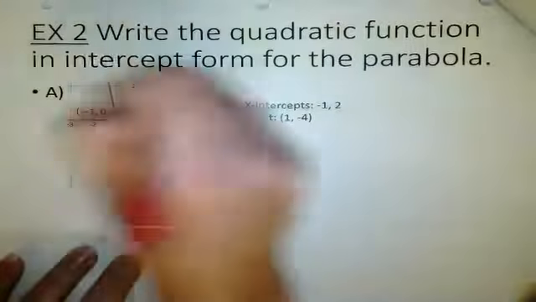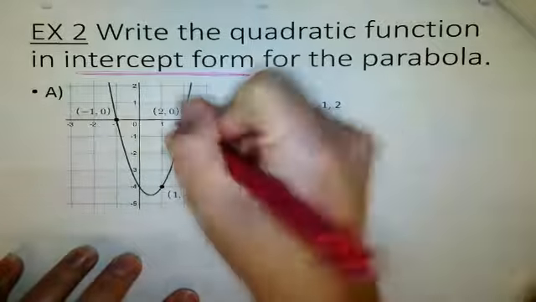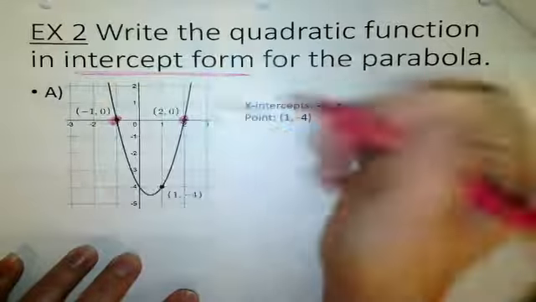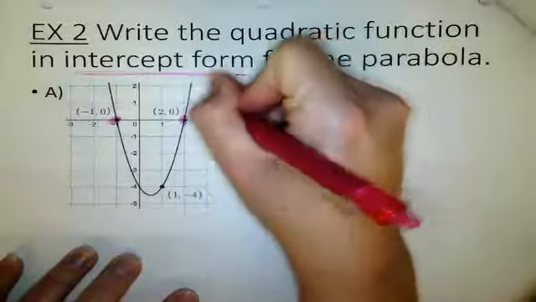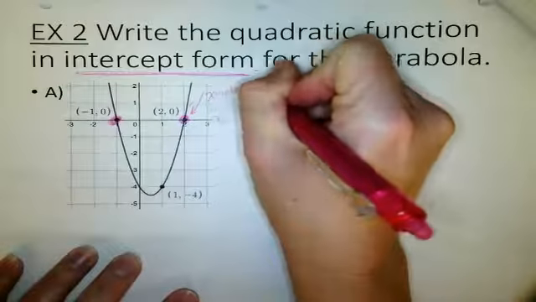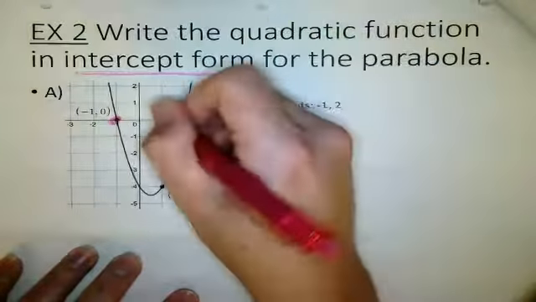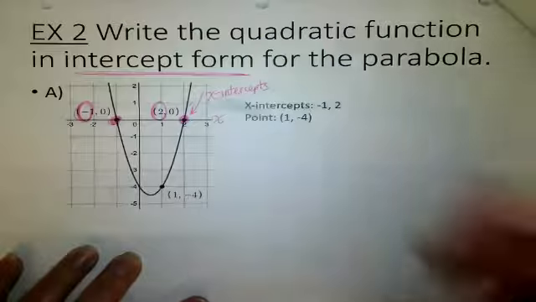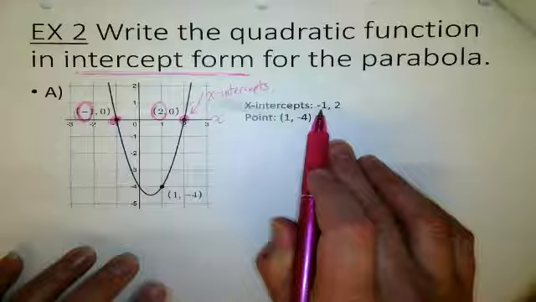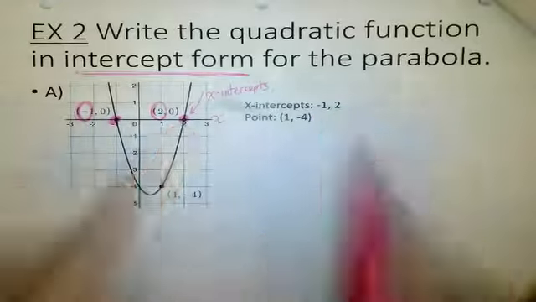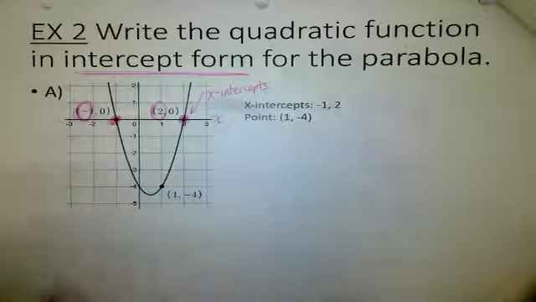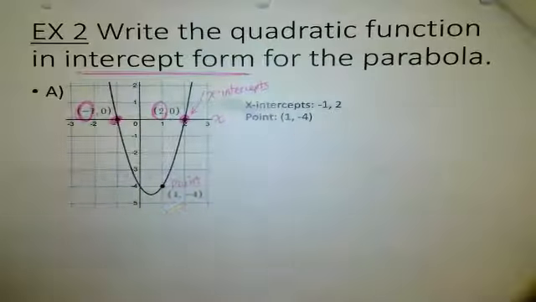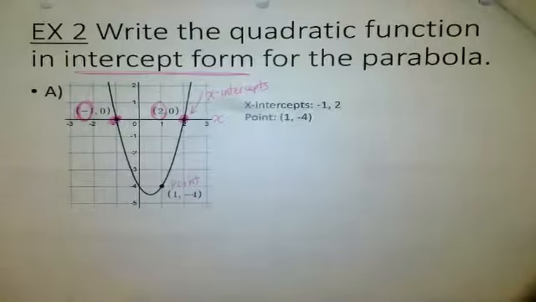Well, apart from the fact that they told me to use intercept form, they're giving me the intercepts. The intercepts are where the function crosses the x-axis. So these are x-intercepts. And they're telling me the intercept occurs when x is 2 and when x is -1. So you can see here our x-intercepts are at -1 on the x-axis and 2 on the x-axis. They've also given us a point, that extra point at (1, -4). However they give it to us, we're going to take that information.